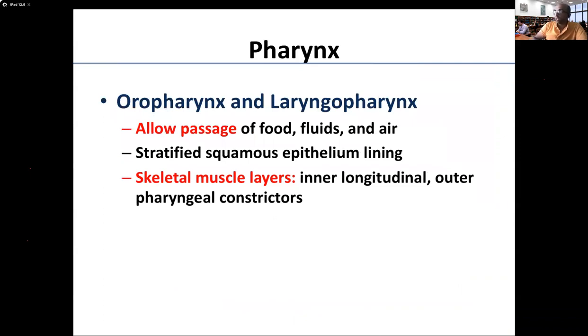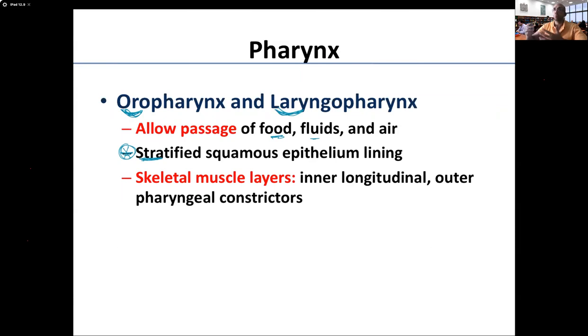Pharynx, we have two parts of the pharynx that we're concerned with in the digestive tract. The part of the pharynx located posterior to the oral cavity is the oropharynx, and the part of the pharynx located posterior to the larynx is going to be my laryngopharynx. The pharynx allows the food, fluid, and air to travel. Remember, this is part of the digestive tract that needs a high protection. That's why it's going to be lined with non-keratinized stratified squamous epithelium.